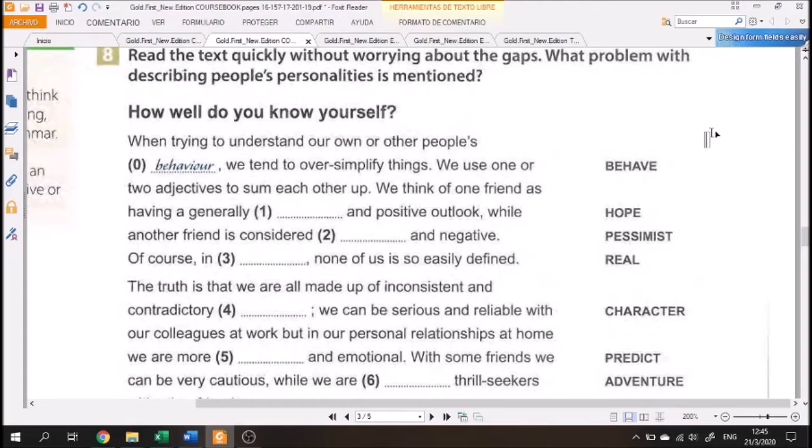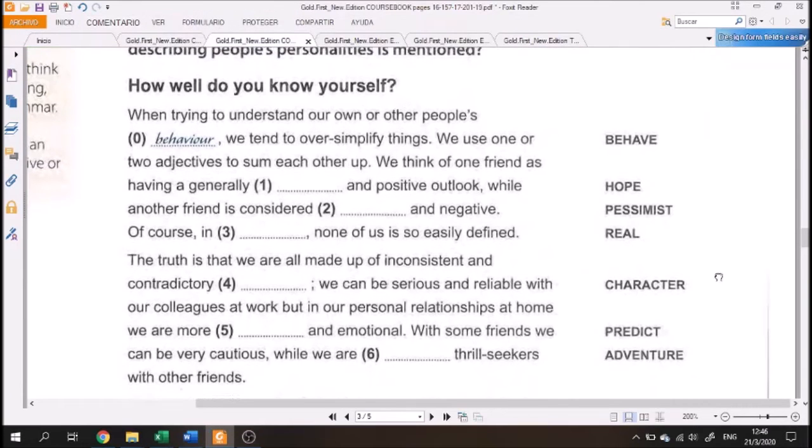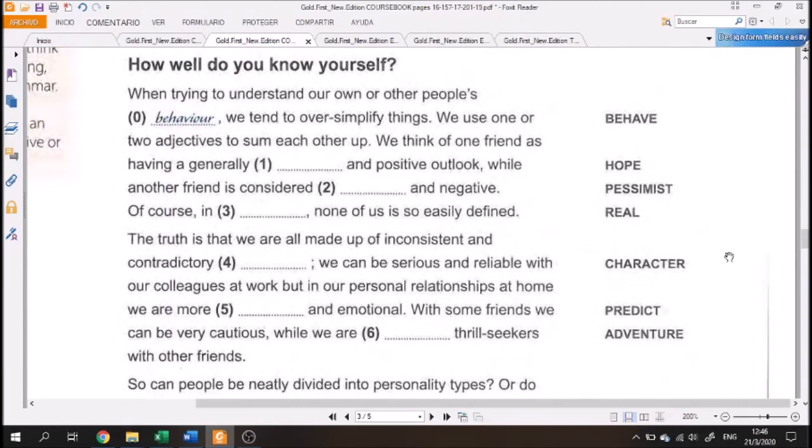Now I'm going to give you 3 minutes to complete the rest of the text. 3 or 4 minutes, okay? Complete it, take your time, and then we will share together in the chat.